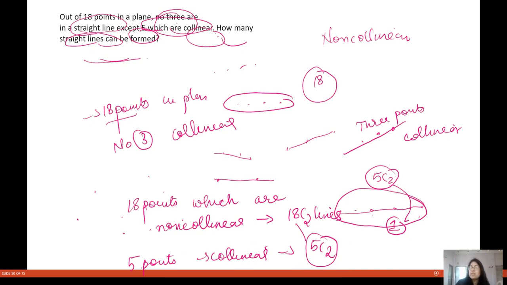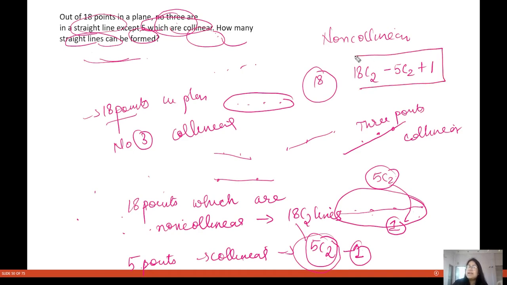But these five collinear points are making one line also, right? So we are going to subtract this many lines, but we have to keep one, so we add one back. This answer will become 18C2 minus 5C2 plus 1. I hope you are able to understand this.